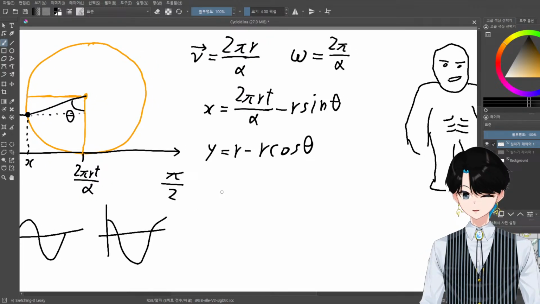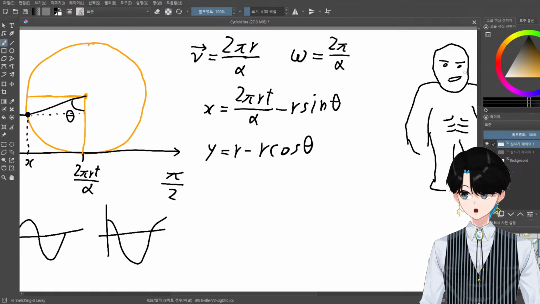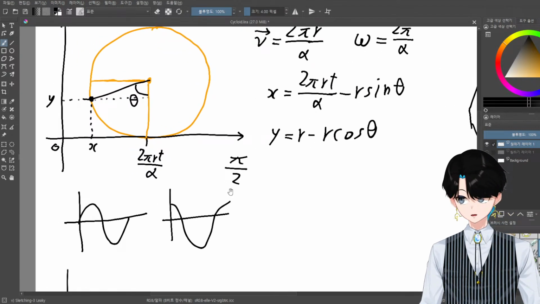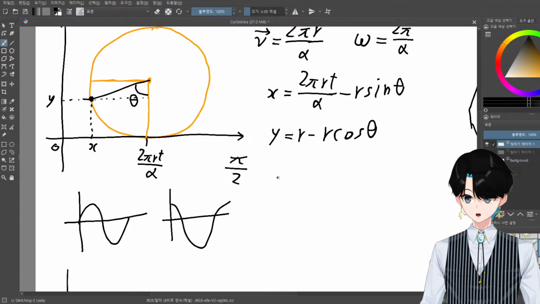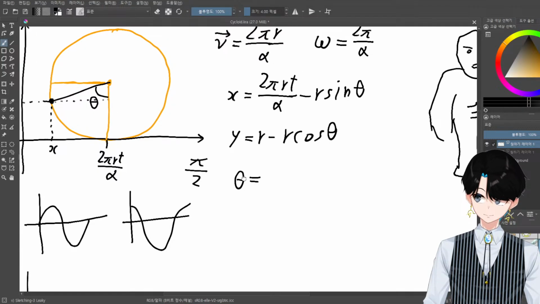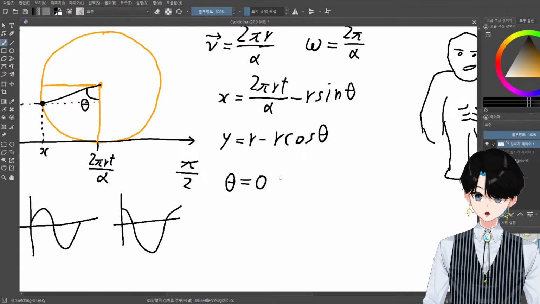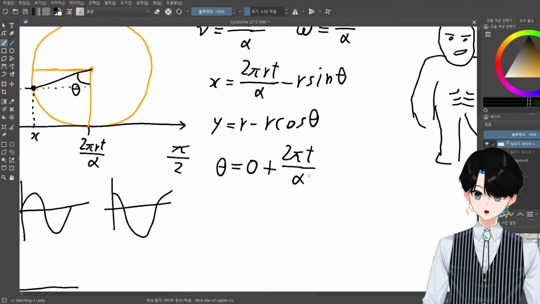Oh, it looks like this. Ooh, what is going on here? I'm not doing this. What is this? And I think I can do something about the theta. Theta is 0 plus alpha over 2 pi t. Yeah, okay.